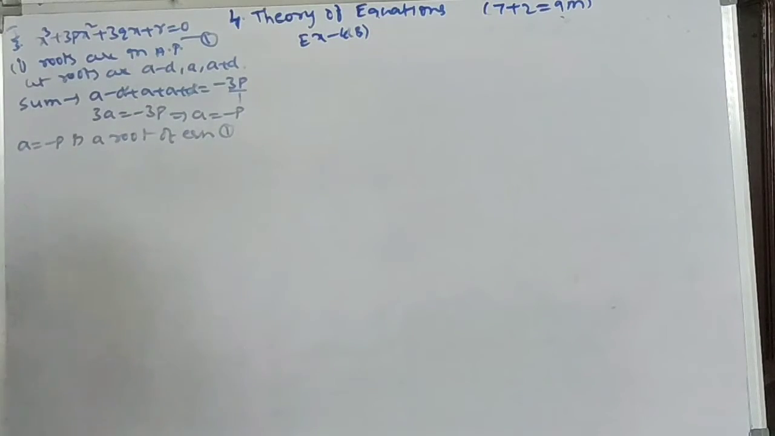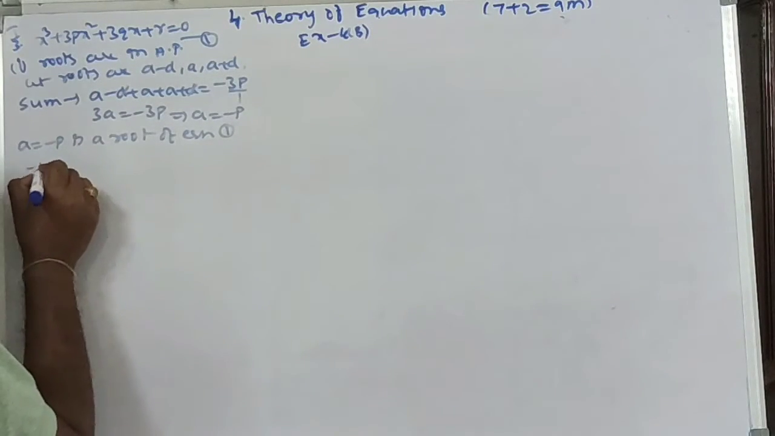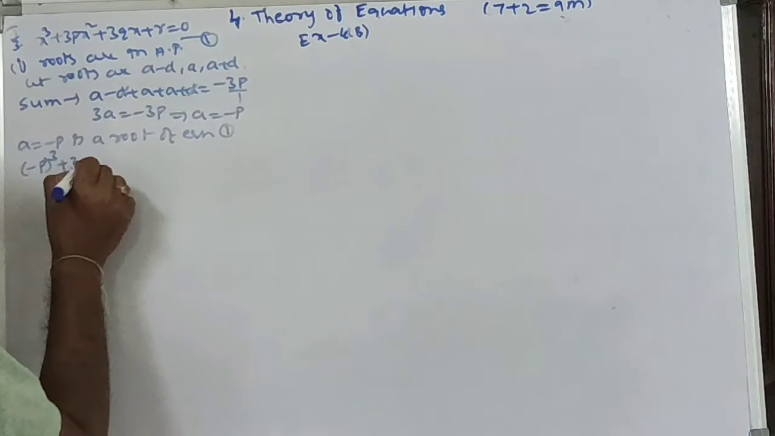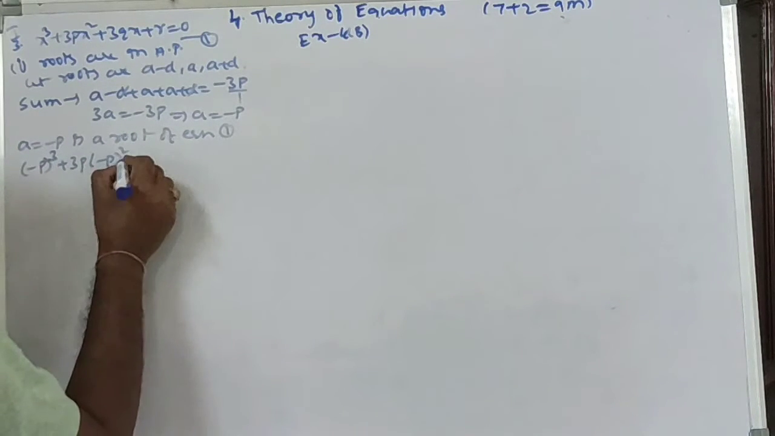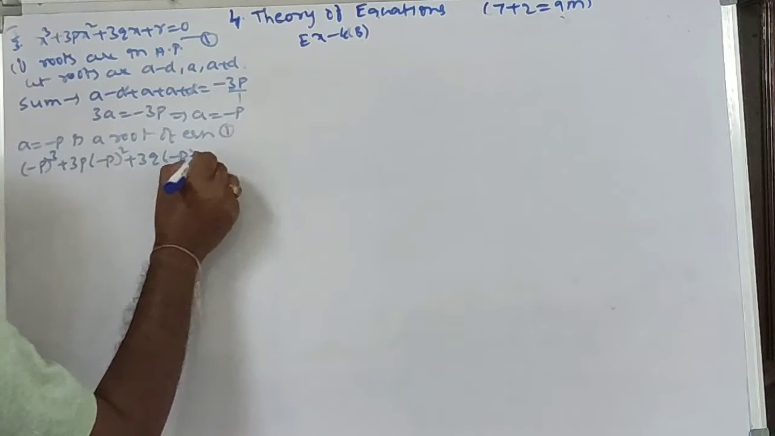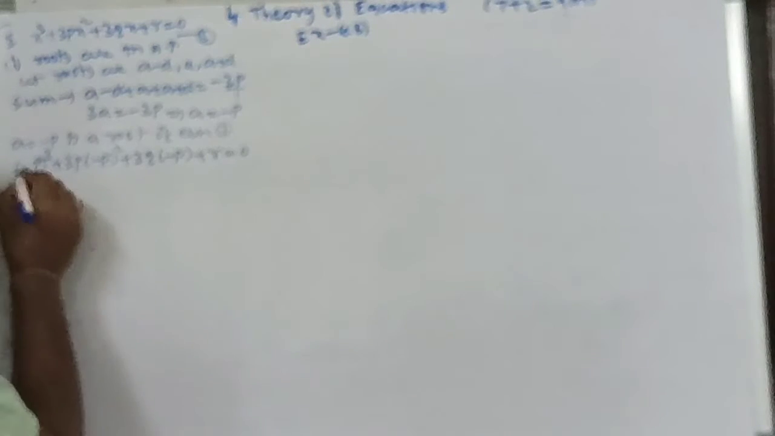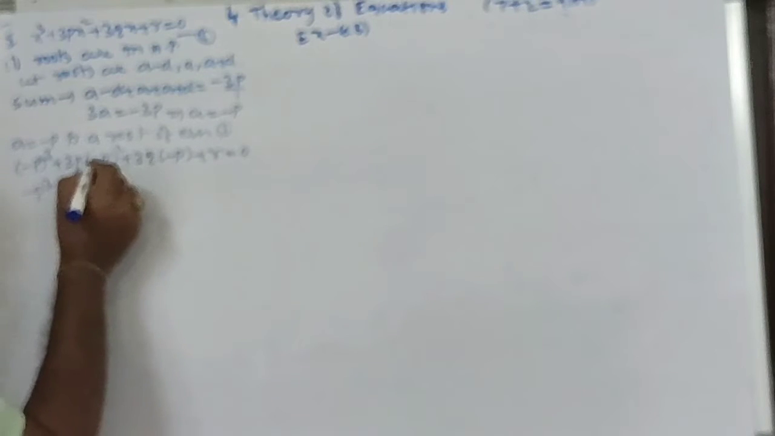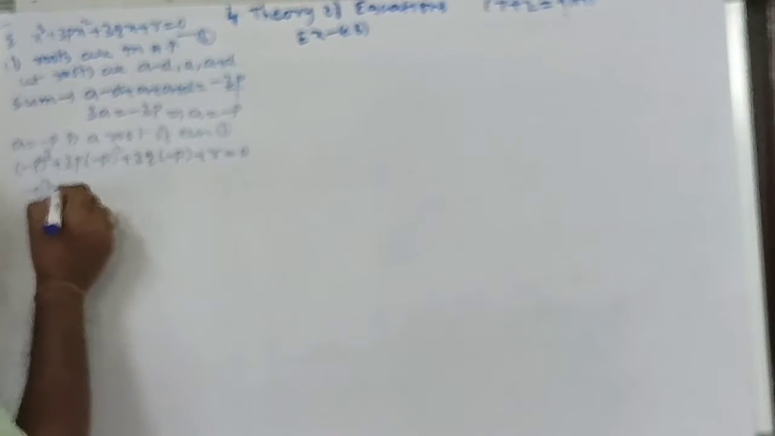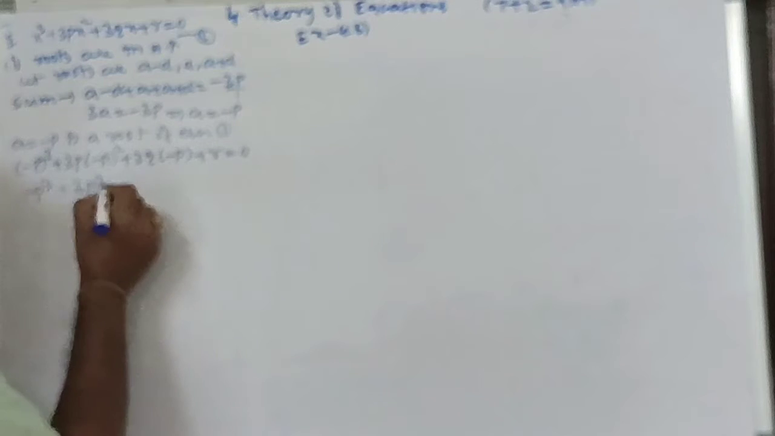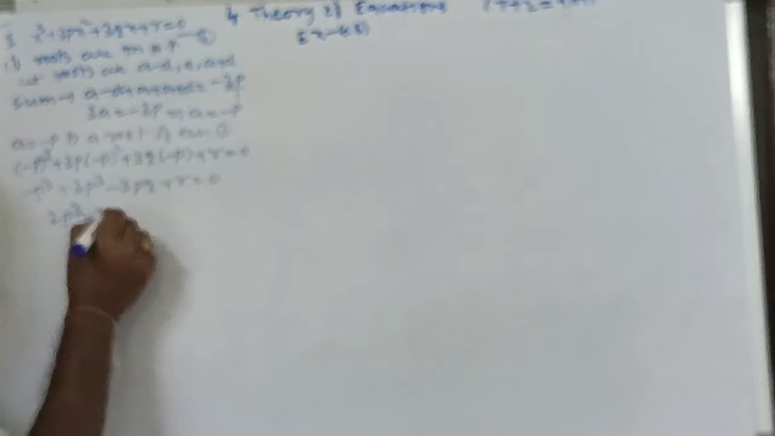I want to substitute in this. So minus p whole cube plus 3p of minus p whole square plus 3q of minus p plus r equal to 0. Minus p cube, the square of a negative is positive, p square into 3p, that is 3p cube, minus 3q p plus r equal to 0. 3p cube minus p cube, 2p cube minus 3pq plus r equal to 0. So this is the required condition when the roots are in AP.